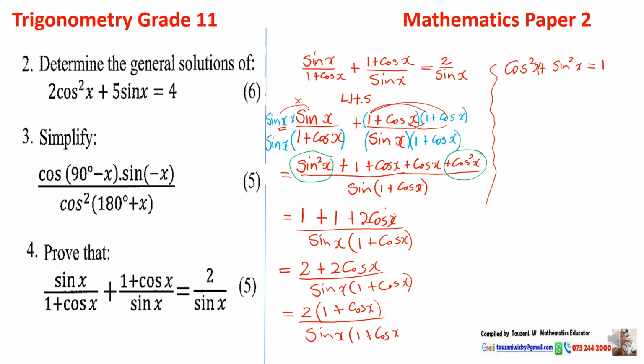After factorizing, you divide the common factor that you see there. There is 1 plus cos x on top, and there is 1 plus cos x at the bottom. Those two divide each other to give me 1. So the answer to this expression, on top I'm left with 2. In the denominator, I'm left with the sine x. Therefore, the expression on the left-hand side is equal to the one on the right-hand side. Therefore, my identity has been proved.